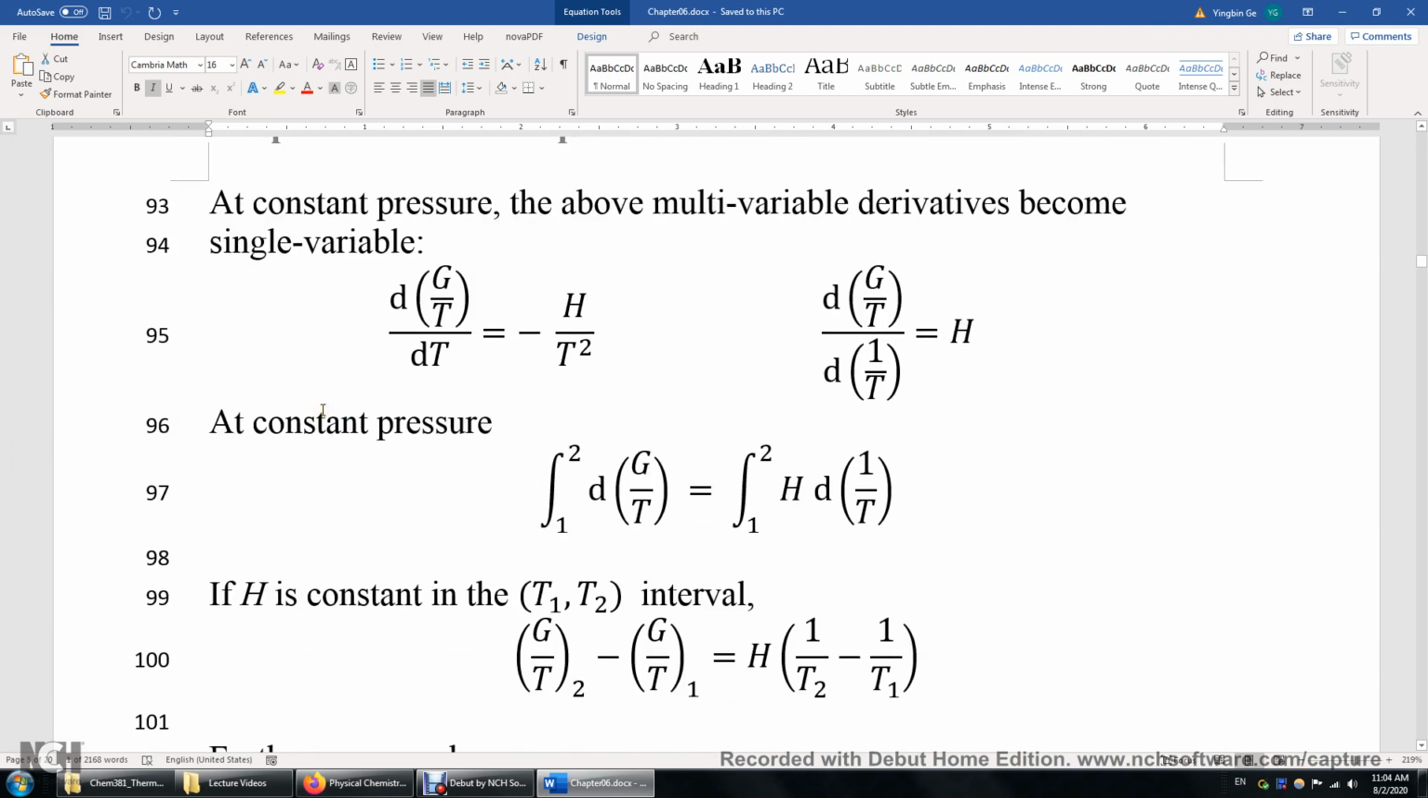At a constant pressure, again, we have this Gibbs-Helmholtz equation. One is here, one is here. If we know for sure the pressure is constant, we can write these two equations in the form of single variable equations. Just keep this in mind: pressure is constant. And now at constant pressure, we can integrate both sides. We can move this exact differential of 1 over T to the right hand side, and then we integrate both sides.